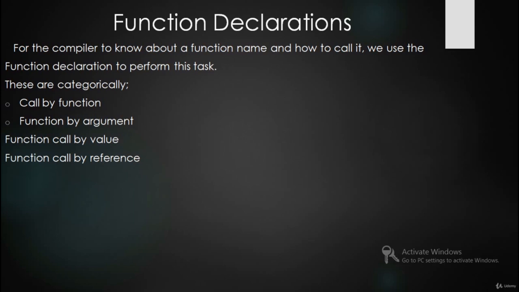Okay, now that we learned something about call by function, let's go to function by argument. Now, if a function is using arguments, there must be a variable declaration that accepts the value of the argument. So under function by argument, we have function call by value, and then function call by reference. So let's take them one after the other. Then let's build a program to understand the call by value function and then the call by reference function.